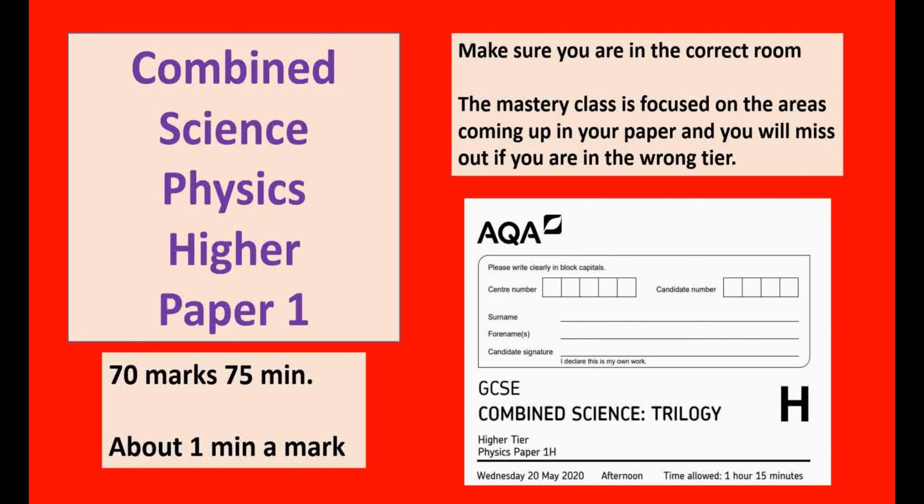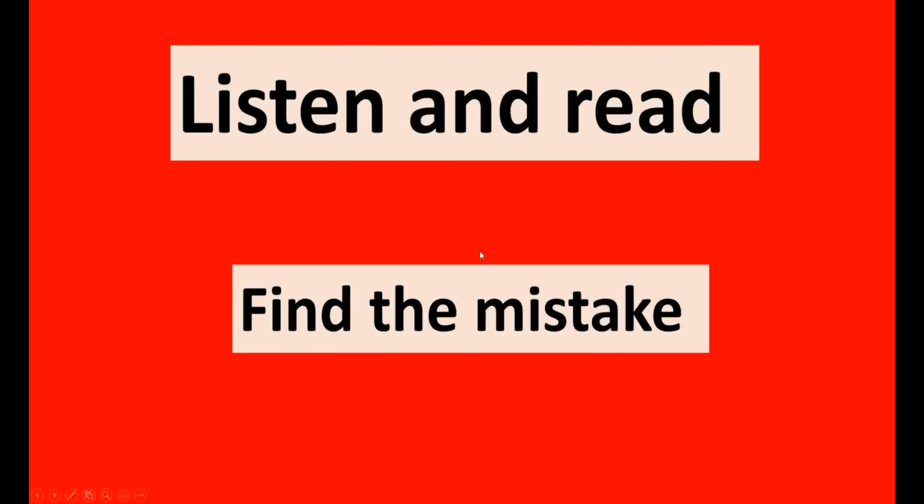Okay, now the way this is going to work, we're going to have different colour slides and we're going to have different activities to go with them. So when it's red, this means that we are listening, we are reading, and generally speaking, it's going to be lots of finding the mistakes in exam question answers. Okay, we're going to focus on common mistakes and common misconceptions that students make in their exams. So hopefully you don't make those mistakes.